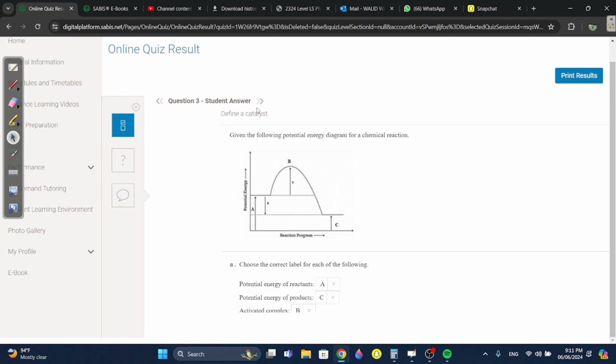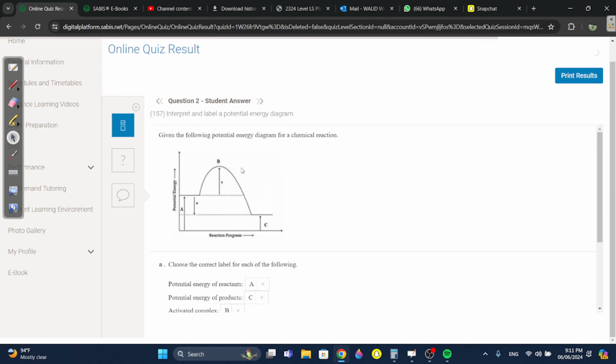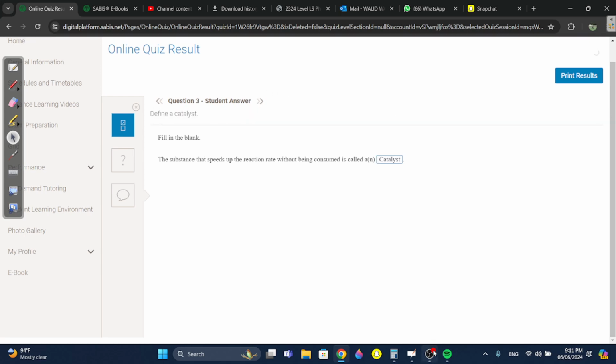And when is it lost? When we have exothermic. The substance that speeds up the reaction rate without being consumed is called a catalyst.